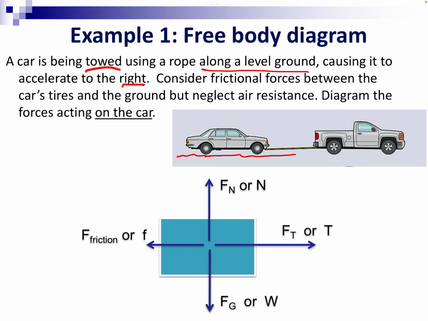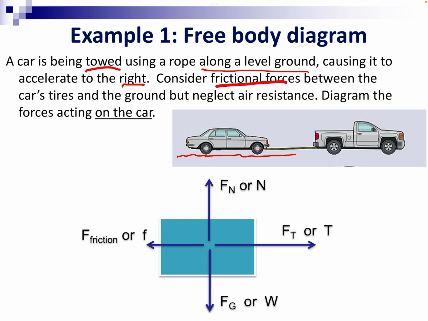The car is being towed to the right. So there is some string or a cable that is used to tow the car to the right, and therefore you should have a tension force that is directed to the right. Okay, and the problem specifically says that there are frictional forces. Friction is always opposite the direction of motion, so the frictional force should be to the left, opposite the direction of the tension force that pulls the car to the right.